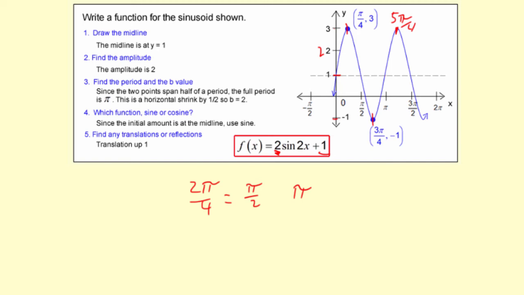And you might be able to try and estimate this from the graph, like, okay, that looks like about pi there, but it's much better to use coordinates, so you're absolutely sure. So this is a horizontal shrink by 1/2, so that means the b value equals 2.